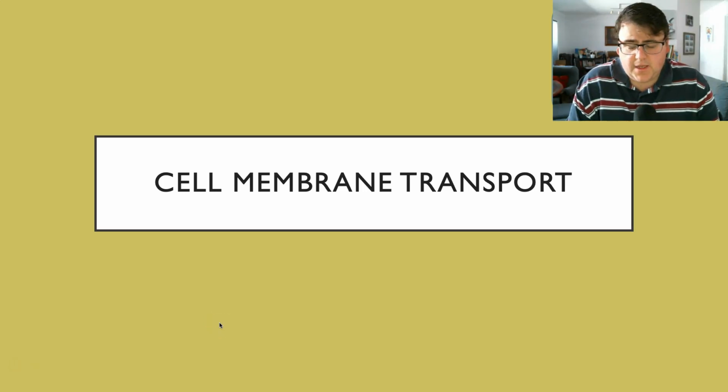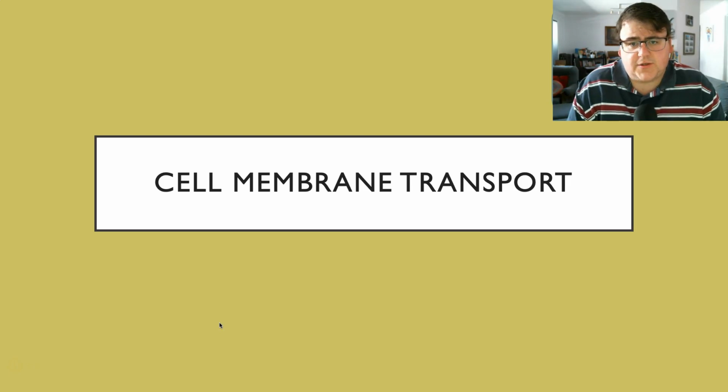Hi Year 12s, this is going to be our second video on the topic of the cell membrane. In this video we're going to be talking about how transport occurs across the membrane, so we're going to be looking at things like diffusion, active transport, endocytosis, exocytosis, things like that. To prevent any more time, let's continue.